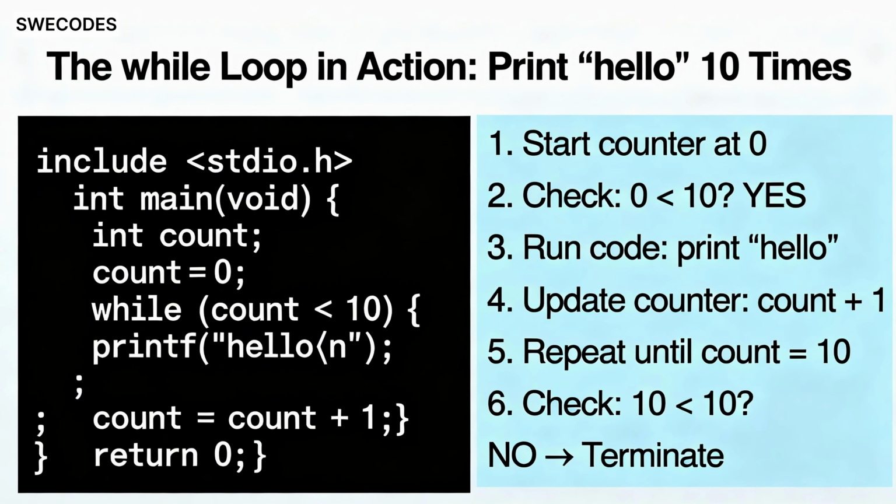count = count + 1. Critical, update the counter. Loop repeats until count is 10. Check, is 10 less than 10? No. Loop terminates. return 0.